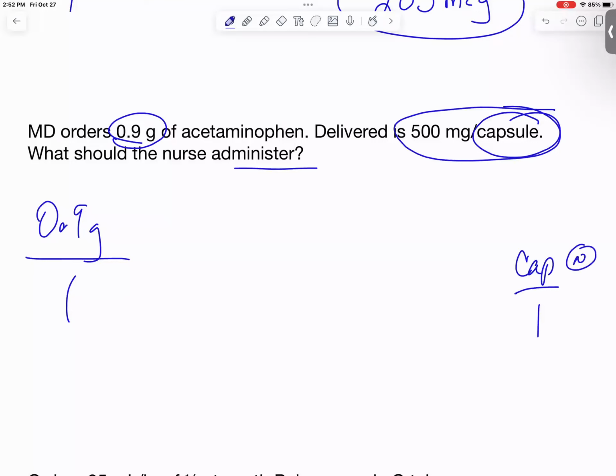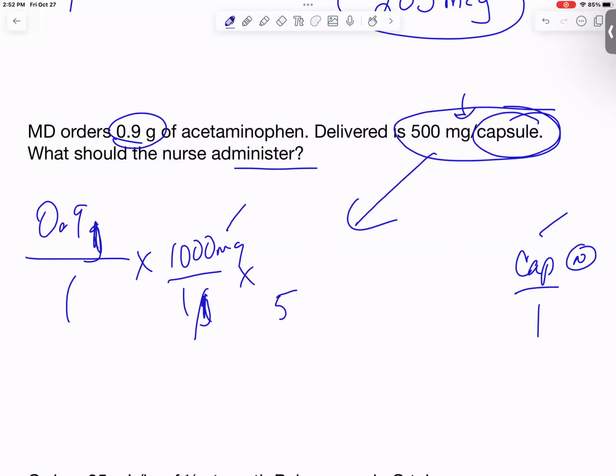I need that in my numerator. So 0.9. And it comes in milligrams, so I need a conversion. So 1 gram is 1,000 milligrams. Beautiful. Gets rid of my grams. And I can get rid of my milligrams and get the capsules by using my problem. 500 milligrams in 1 capsule. Gorgeous. So now it's just math. So 0.9 times 1,000 is 900. And 1 times 500 is 500. When I divide 900 by 500, it will give me 1.8.